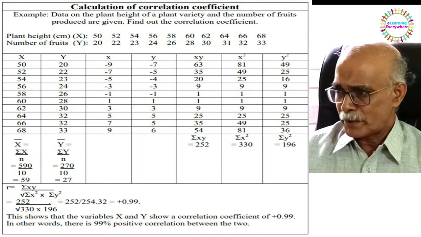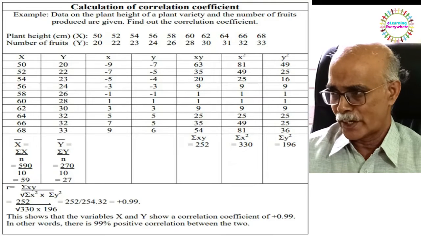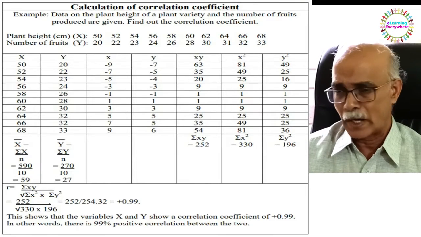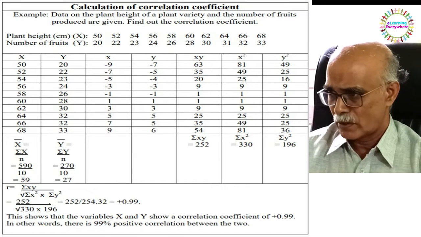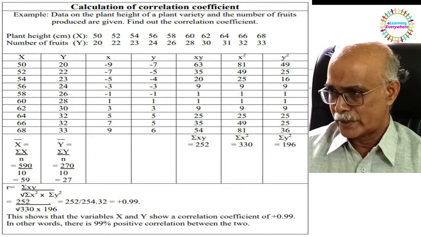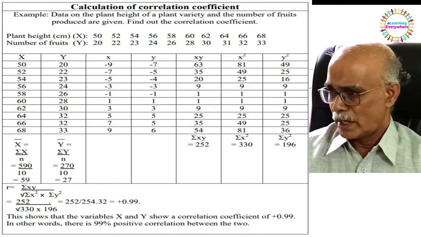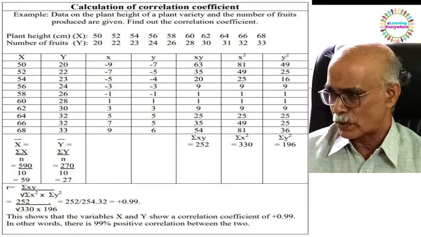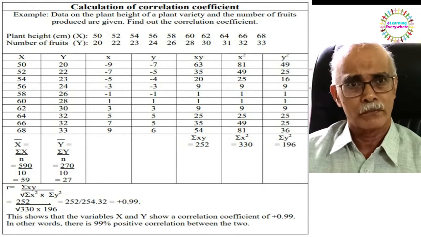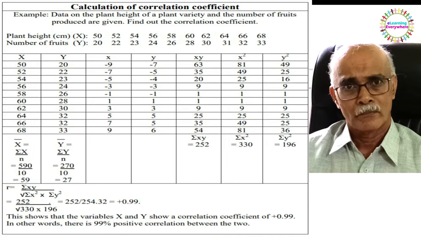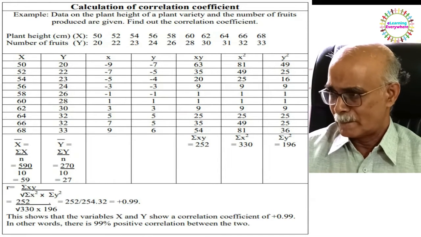The next step is to calculate x minus x bar and y minus y bar, denoted by small x and small y. Small x, that is x minus x bar, is calculated for each case of x, and since there are 10 plants, you get 10 values. Similarly, you get 10 values of small y. So values of small x and small y have been calculated.